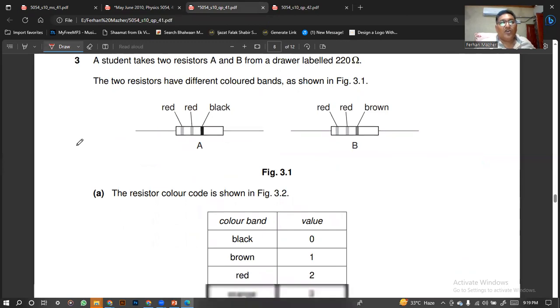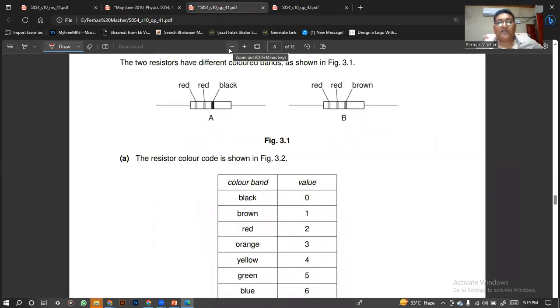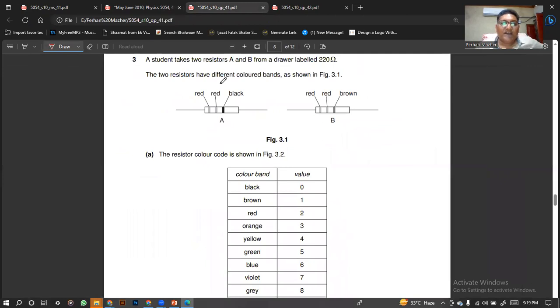Okay, so we know the first color here is red, the second is red, the third is black. Here red, and brown. Remember, the first color tells you the digit. The second color also gives you the digit. And the third color gives you the multiplier. For example, red means 2. The next red also means 2. The third color is multiplier. Multiplier means 10 raised to power. And the black means 0.